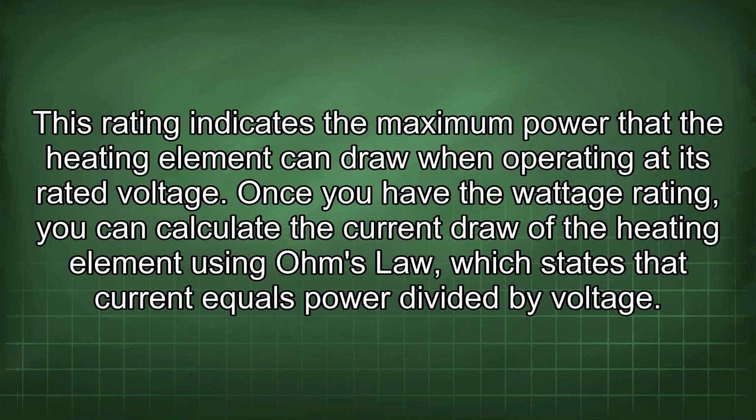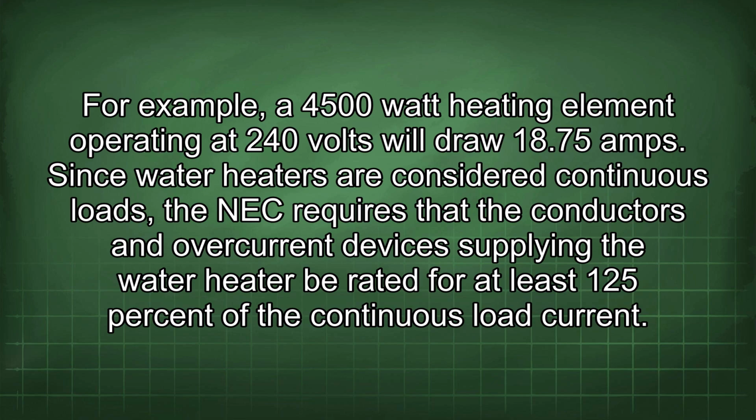This rating indicates the maximum power that the heating element can draw when operating at its rated voltage. Once you have the wattage rating, you can calculate the current draw of the heating element using Ohm's law, which states that current equals power divided by voltage. For example, a 4,500 watt heating element operating at 240 volts will draw 18.75 amps.